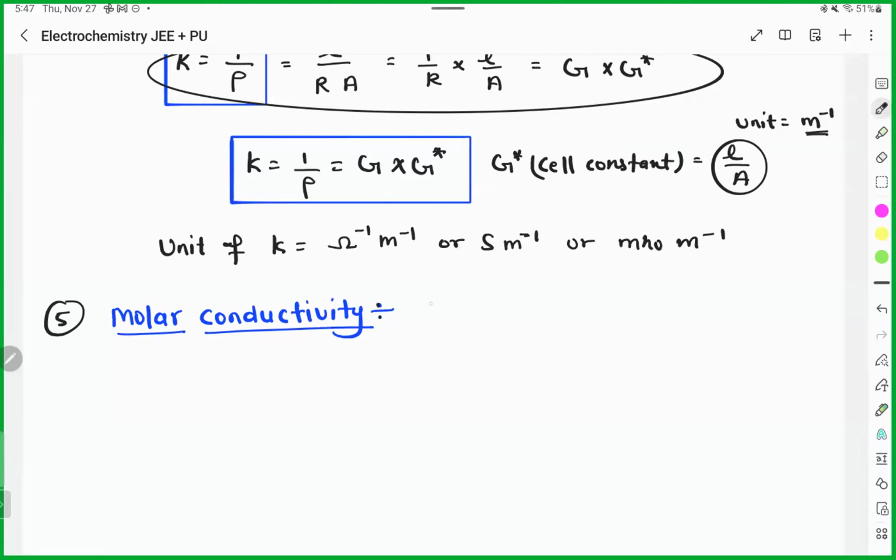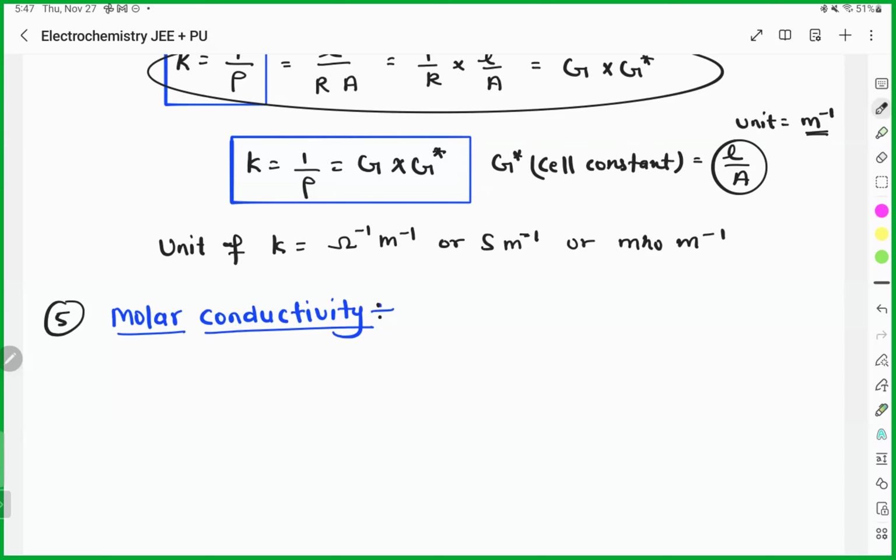Sir, what is molar conductivity? Sir, it's the conductance of all the ions produced in the solution which contains 1 mole of electrolyte. I'll listen. Actually, I'm taking class. I'll talk to you after the class and I'll send notes. Okay.